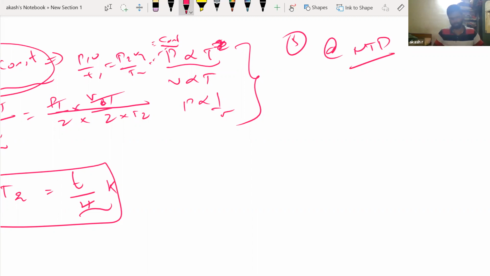I don't know whether you have heard this term NTP, normal temperature and pressure. So a spherical balloon of 21 centimeter diameter is to be filled with hydrogen gas at NTP from a cylinder containing H2 gas at 20 atm and 27 degrees Celsius.